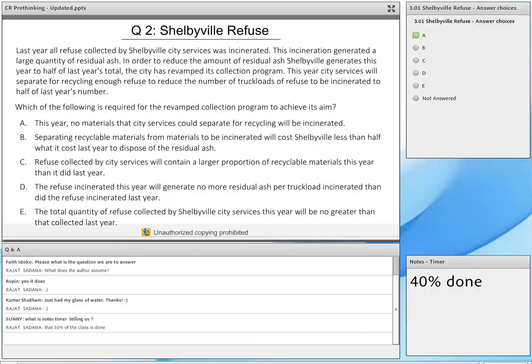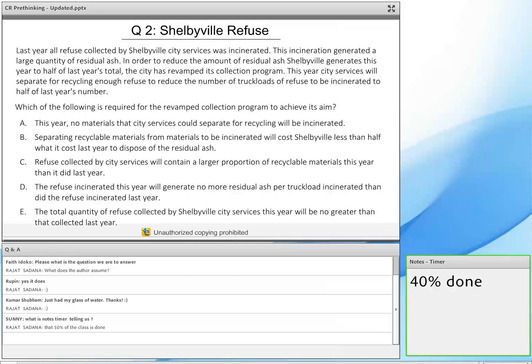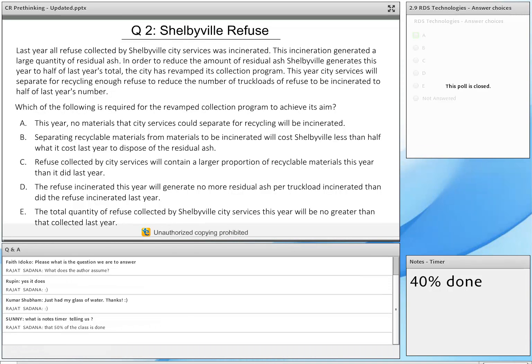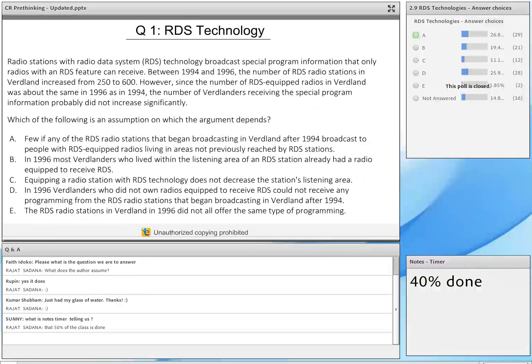All right guys, about 90% of the class is done, so I'm going to give you the last 5 seconds. 3, 2, and 1. Let me end the poll. Okay, so let's see how we did. We're going to discuss the RDS technology question, probably the most challenging question that you're really going to see.